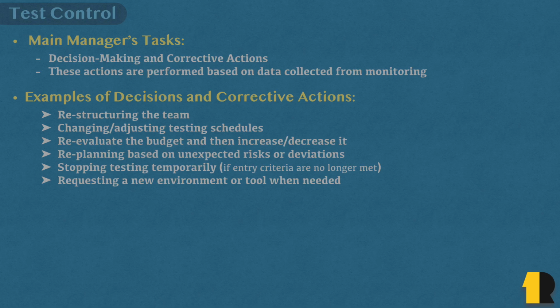And if things get really out of hand, you might have to temporarily stop testing altogether. For instance, if the build quality is so poor that testing can't even proceed, it's better to hold and ask the development team to stabilize things first, and then you can give testing the green light again. You might also need to request new environments, tools, or even reconsider your approach if you find that your original assumptions were wrong. The thing is, as a test manager, you should be comfortable making all these kinds of calls.